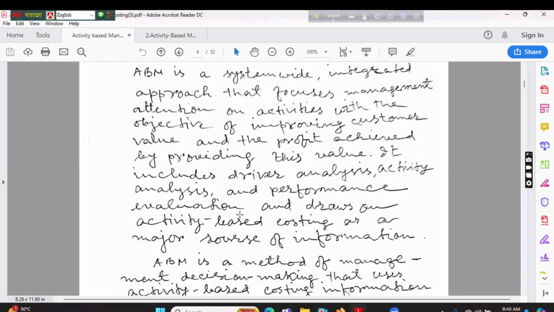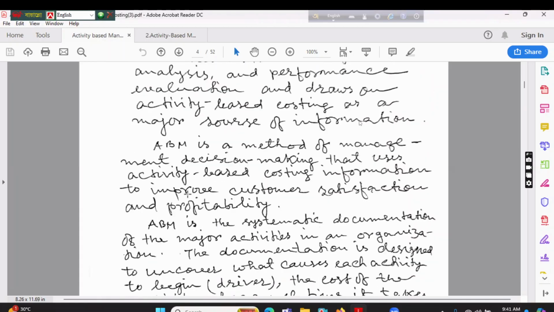It includes cost driver analysis, activity analysis, performance evaluation, and draws on activity-based costing as a major source of information.